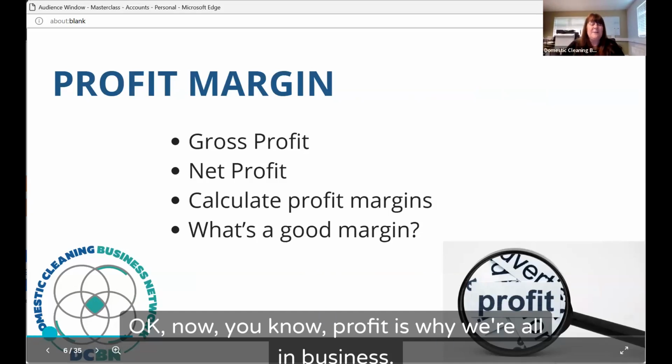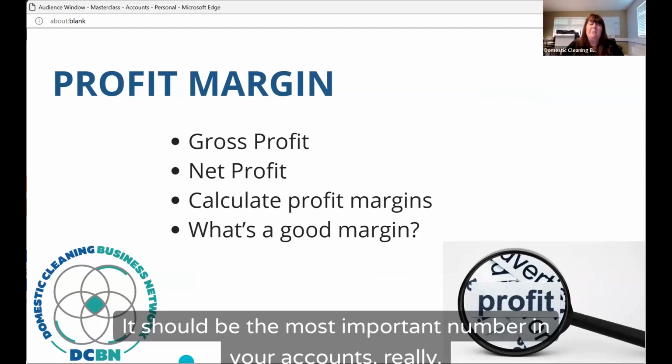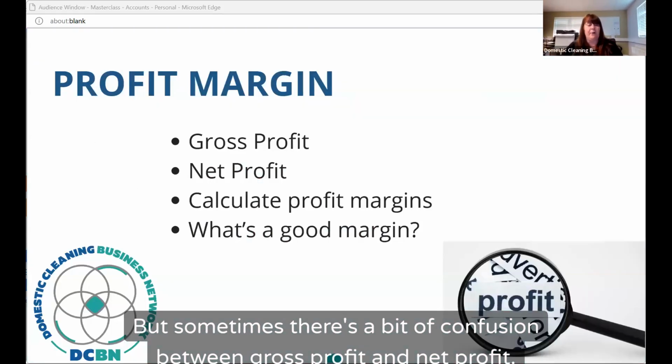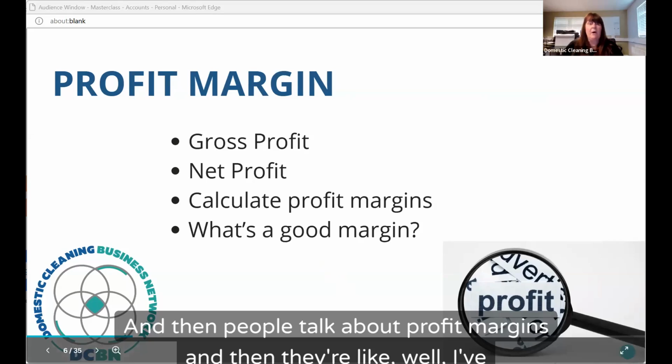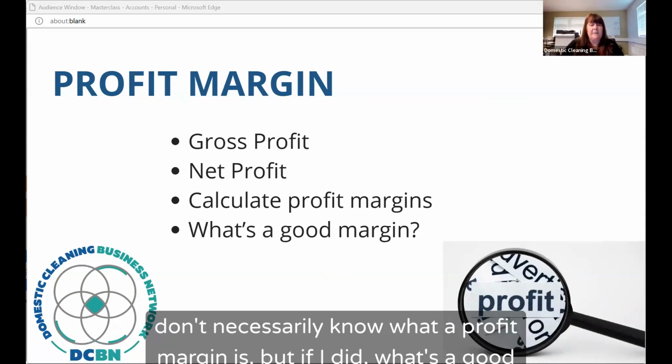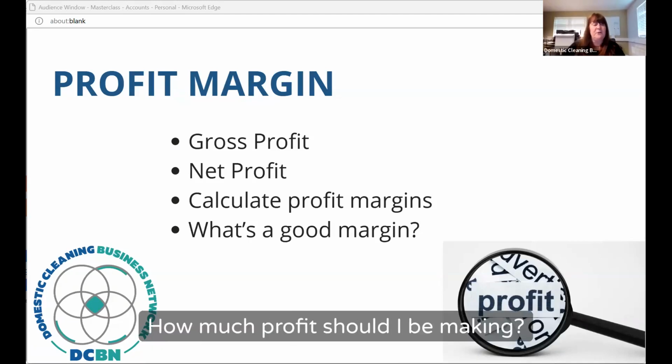Now, profit is why we're all in business. It should be the most important number in your accounts, really. But sometimes there's a bit of confusion between gross profit and net profit. And then people talk about profit margins, and they're like, well, I don't necessarily know what a profit margin is, but if I did, what's a good margin? How much profit should I be making?